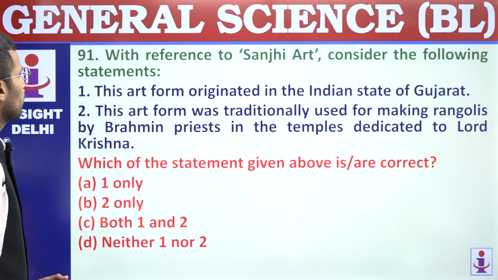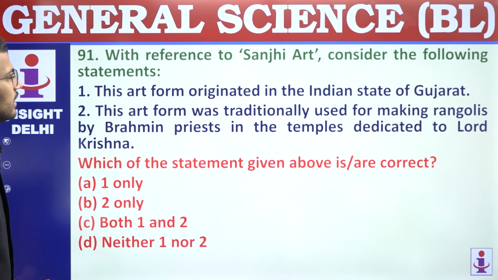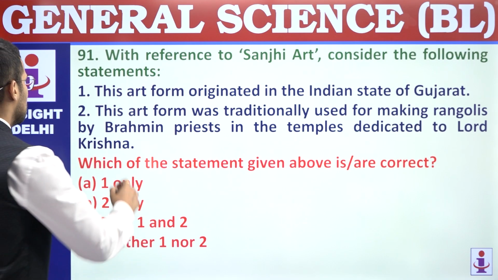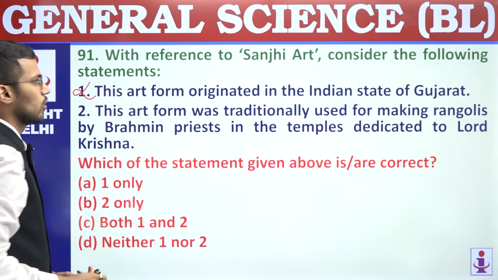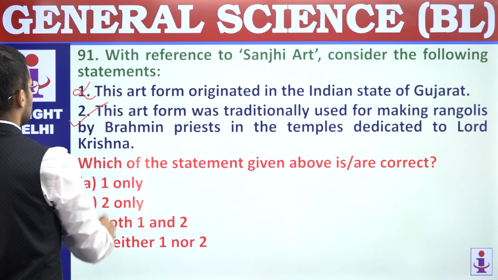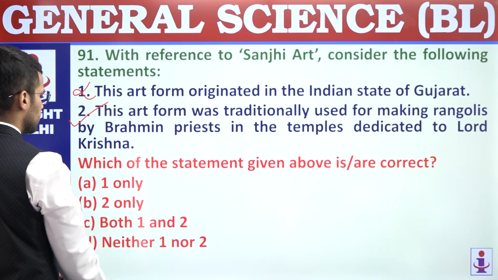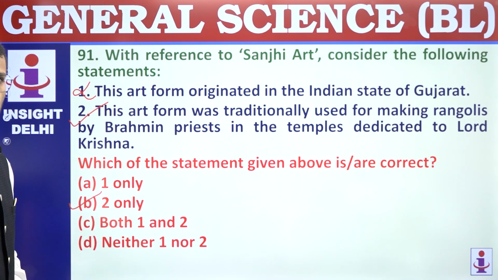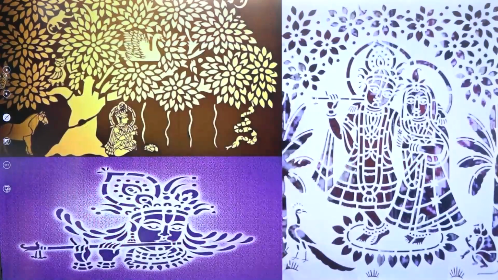91. With reference to Sanji art, consider the following statements. First, this art form originated in the Indian state of Gujarat. Incorrect statement, it is in Mathura, UP. Second, this art form was traditionally used for making rangoli by Brahmin priests in the temples dedicated to Lord Krishna. Correct statement. Right, so only second statement is correct and hence answer is B, 2 only. Question number 91, answer is B. So this is Sanji art.